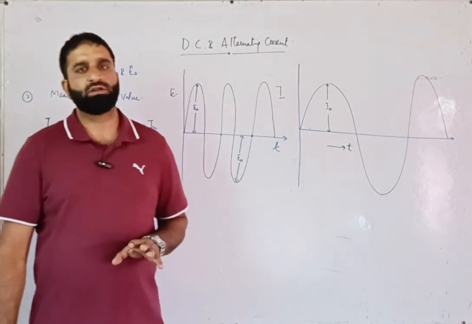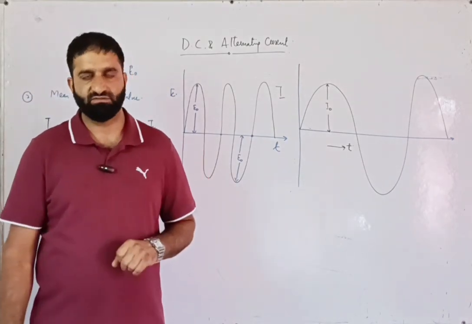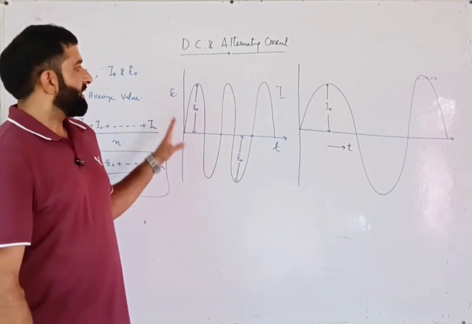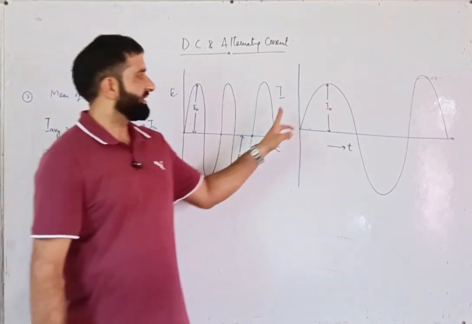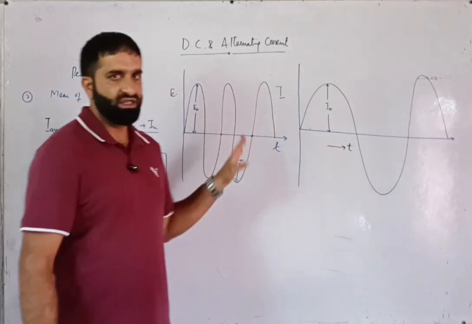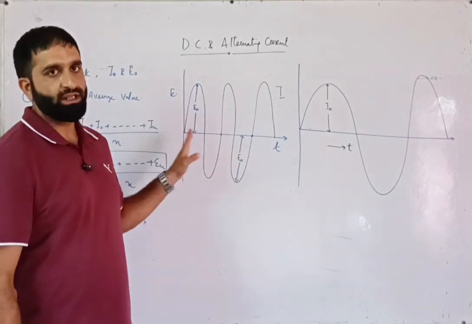For an AC, we will try to define the peak values, mean or average values, effective values, and the RMS values. For the AC, it is the waveform of the voltage versus time. It is the waveform of the current versus time. The peak value of the voltage or current is defined as the maximum value of the voltage or current.